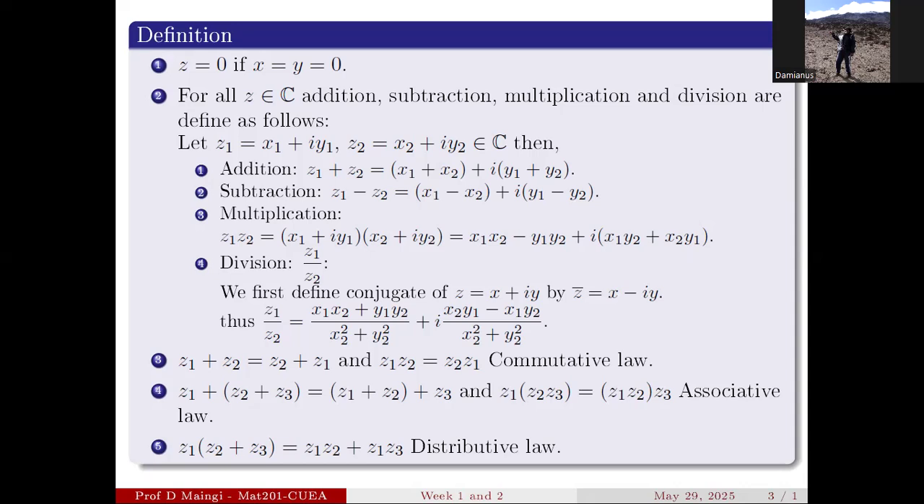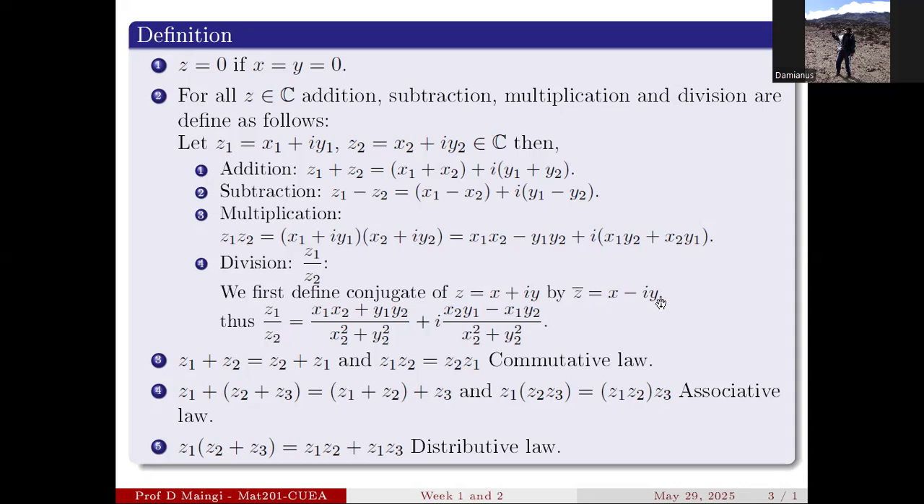Now, lastly, division. So you divide Z1 by Z2. Before we do the division, we shall define what we call a complex conjugate. So we first define the complex conjugate. Suppose Z is a complex number, X plus iY. Its complex conjugate, denoted by bar Z, is this, but you negate the imaginary part. So it's just going to be X minus iY.